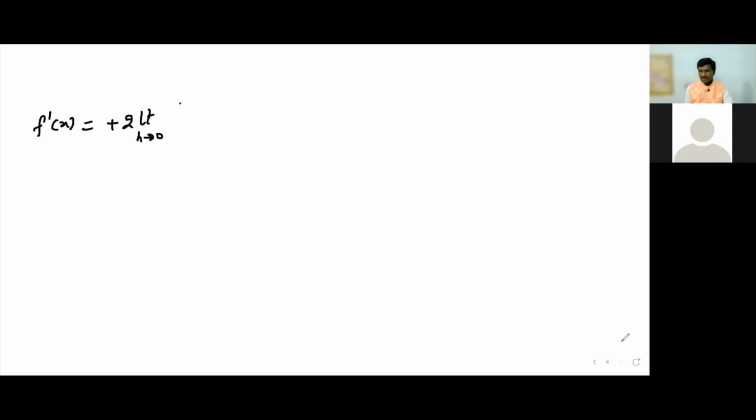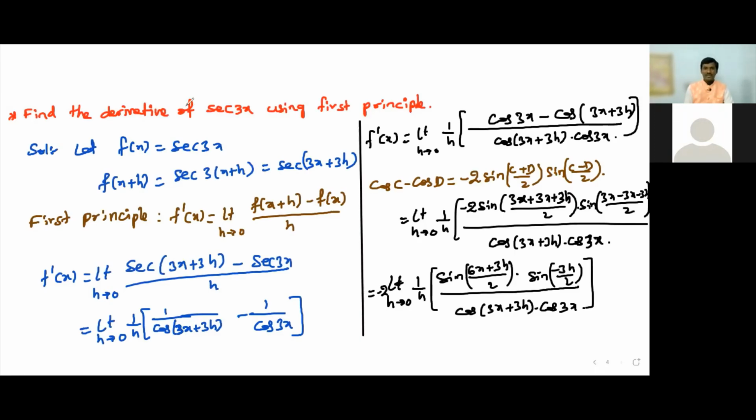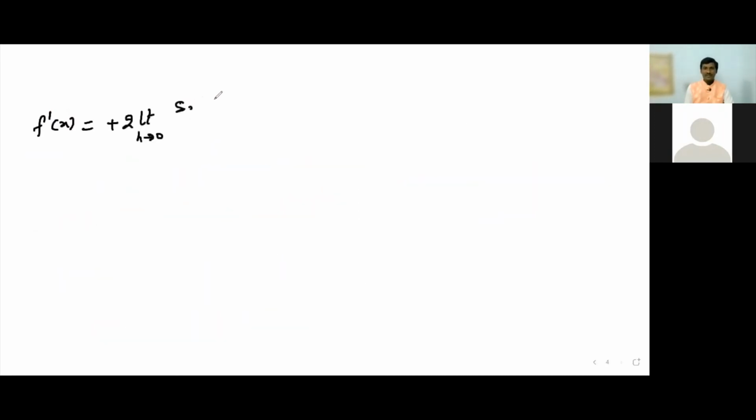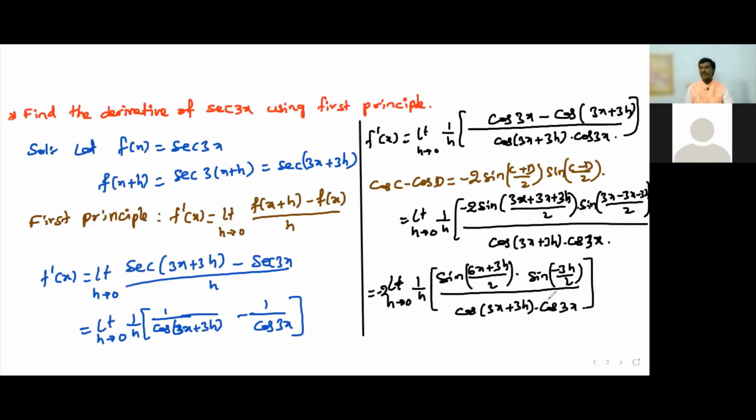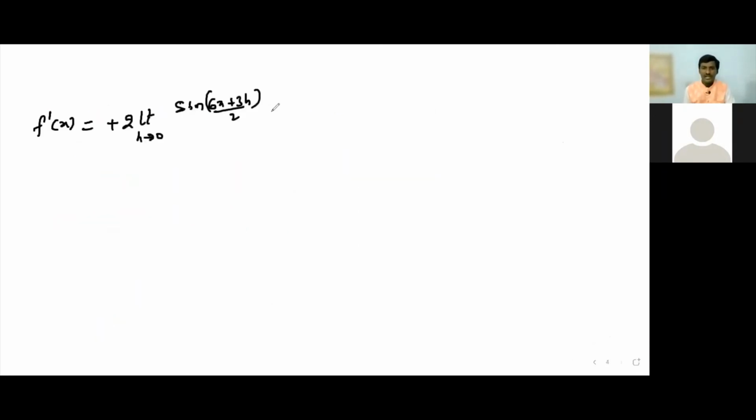Sine of 6x plus 3h by 2, sorry. The by 2 is only for the angle. And the sine of minus theta is minus sine theta, so the minus we write outside, and we get sine of 3h by 2 here.